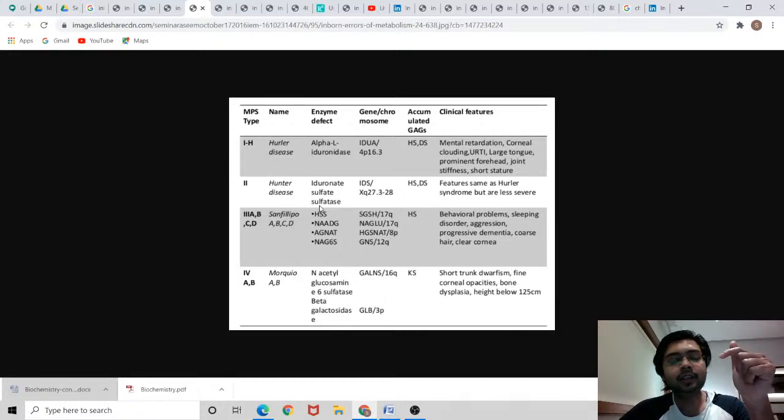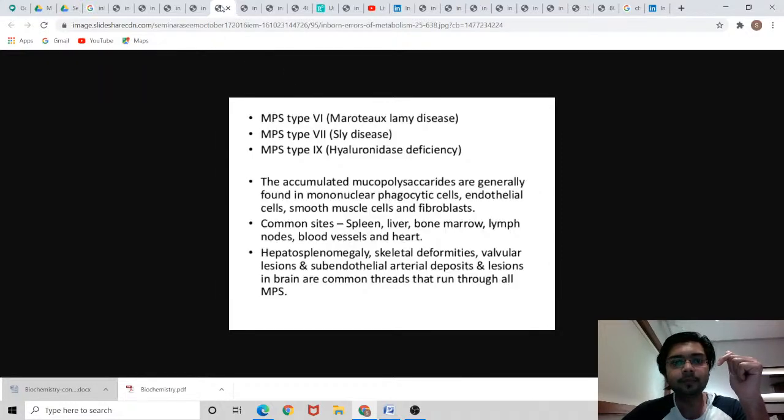Among the other mucopolysaccharides, you should also remember Sanfilippo, Morquio A and B, MPS4, which is Morquio disease, MPS6, which is Maroteaux-Lamy disease, MPS7, which is Sly disease, and MPS9, which is hyaluronidase deficiency. They can directly ask you in MPS4 or in Maroteaux-Lamy disease what enzyme is deficient and what findings you get. Basically in mucopolysaccharides we get symptoms like hepatosplenomegaly, skeletal deformity, and these things.